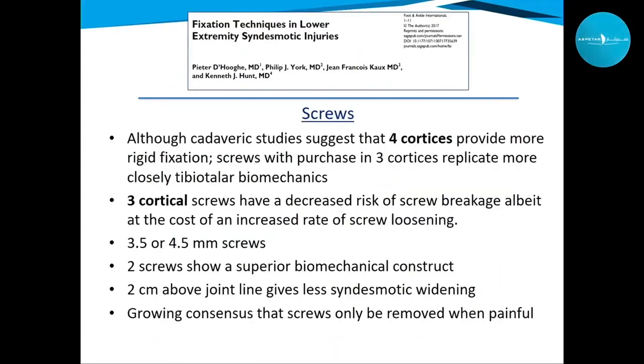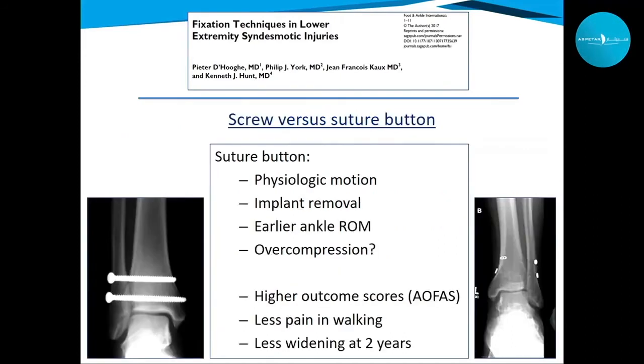And furthermore, we have talked about the mechanism, about the diagnostic setup, and about the imaging. But how do we treat them? And we all know there are screws and suture buttons out there. They all have their pros and cons. I will not go into detail.